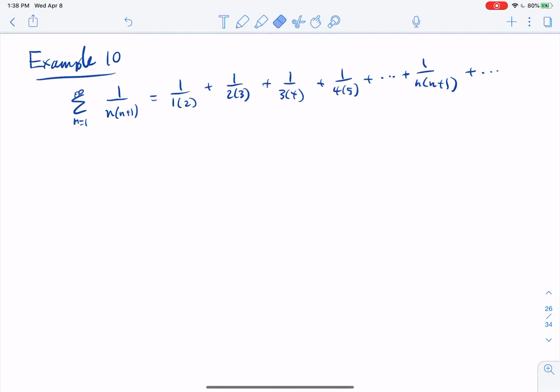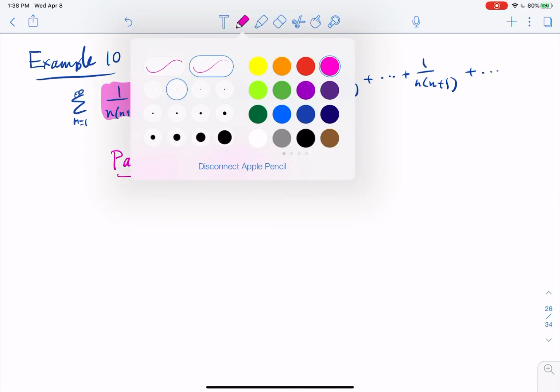So notice that back up here, I've got a product in the denominator. I've got this fraction. It looks sort of similar to whenever we did partial fractions. I'm pretty sure that's not how you spell that word. Partial fractions. So that's what we're going to try. We're going to try some partial fraction decomposition on this thing.